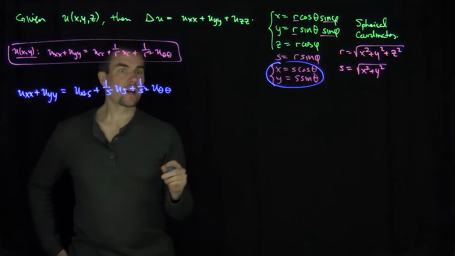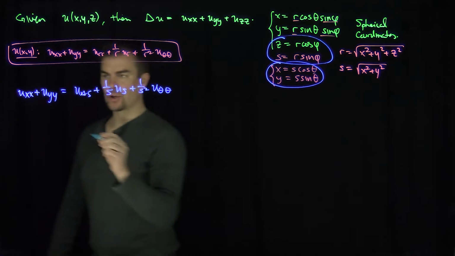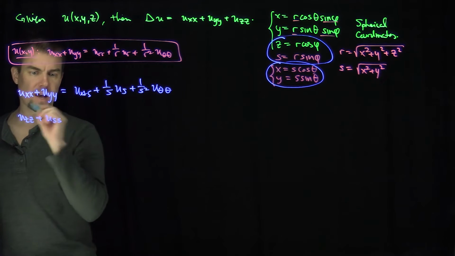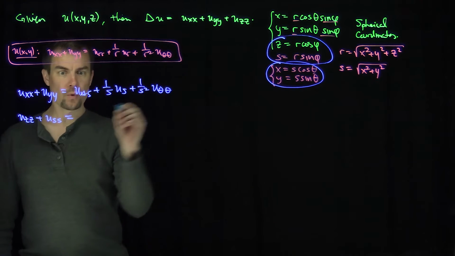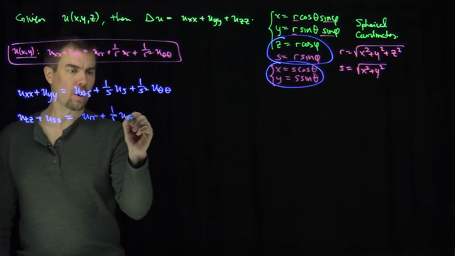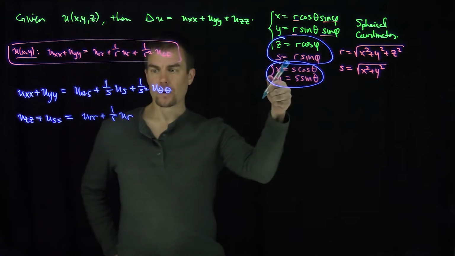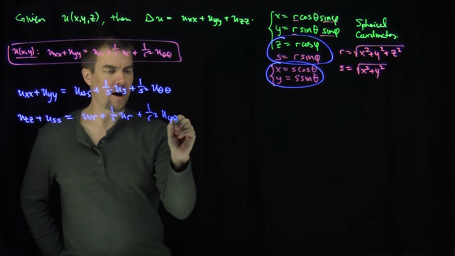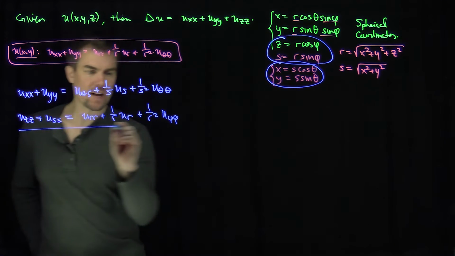I can also apply this to the situation over here with z and s. So I can say that uzz plus uss is going to be equal to urr plus 1 over r ur plus 1 over r squared u phi phi. Great. Now if we add these equations together, what will we get? Let's add these equations together.